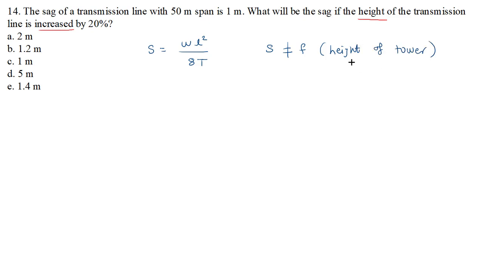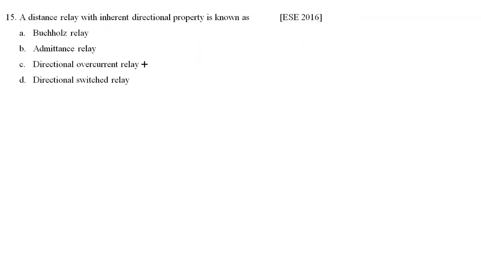So whether height is increased or decreased, the sag will remain the same. Even if height is increased by 20%, the sag will remain the same. So the answer will be, if the original sag is 1 meter, even after changing the height, the sag will remain the same at 1 meter. Moving to the next question, question number 15.